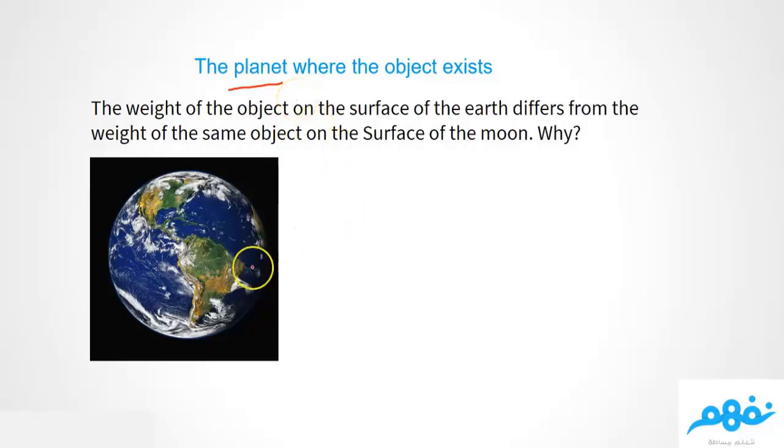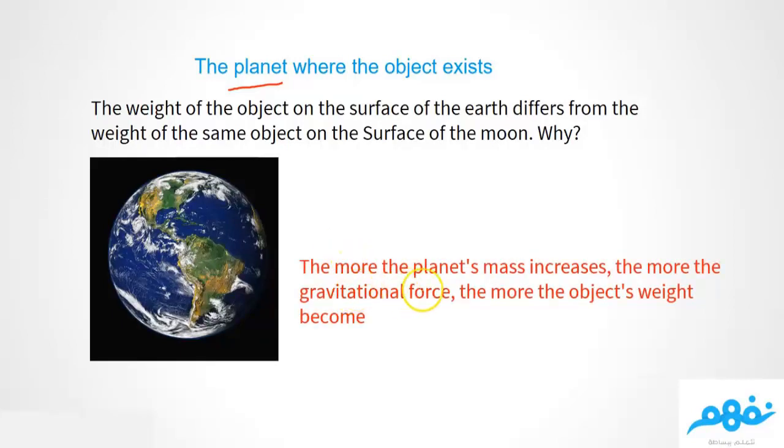For example, if you look at this picture, if I send an object to the moon and I send it to the earth, is there going to be any difference between both of these objects when it comes to weight? لو انا عايزه اقارن التو objects واشوف مين فيهم الويت بتاعه بيختلف ما بيختلفش، هلاحظ ايه؟ هلاحظ حاجه مهمه جدا. The more the planet mass increases, the more gravitational force, the more the object weight becomes.